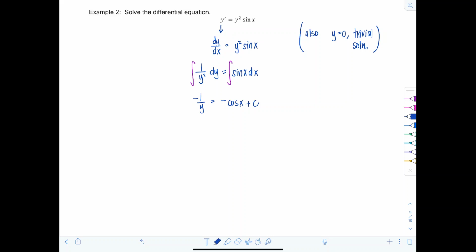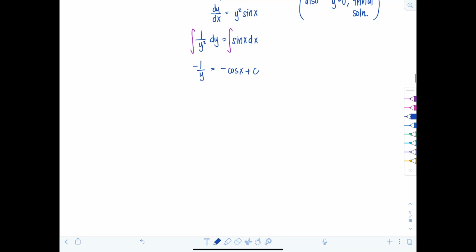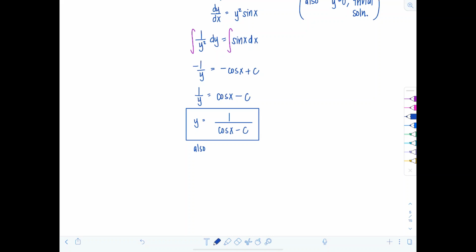Okay, good. So let's see, can we isolate y? Well, let's multiply through by a negative. So we'll have 1 over y equals cosine of x minus c. And then if I take the reciprocal of both sides of the equation, now I've isolated y. So y equals 1 over cosine of x minus c. So there's the solution there, along with y equals 0. Notice y equals 0 is not part of this family of solutions that we have here. So make sure you do mention it, because it's relevant.